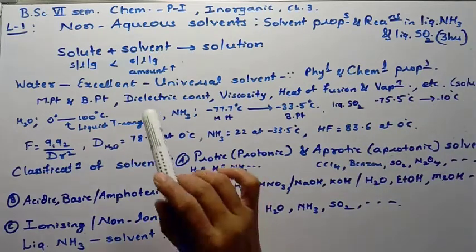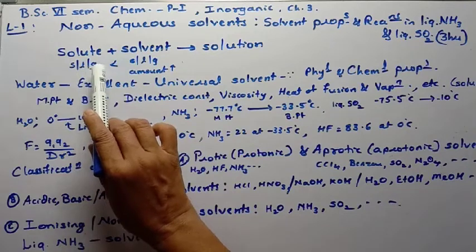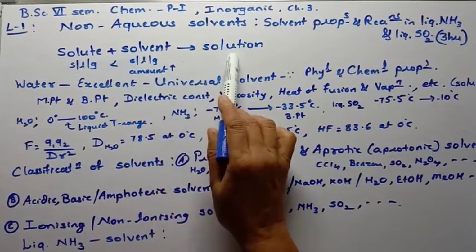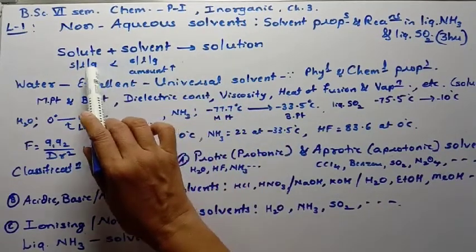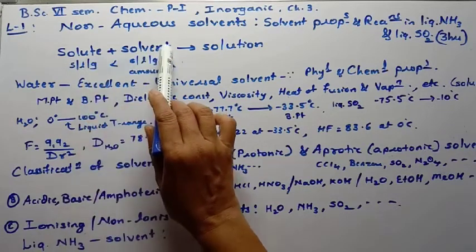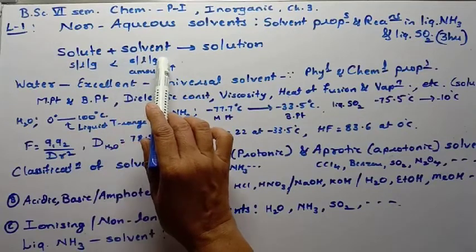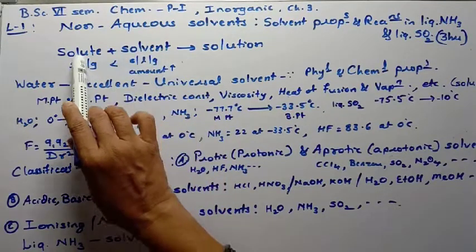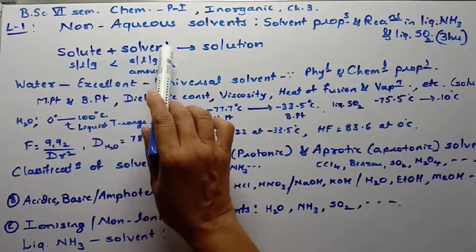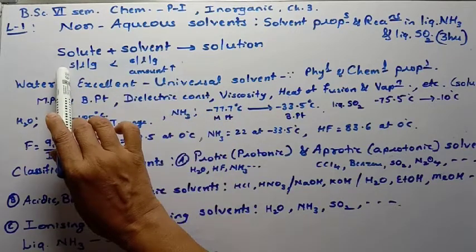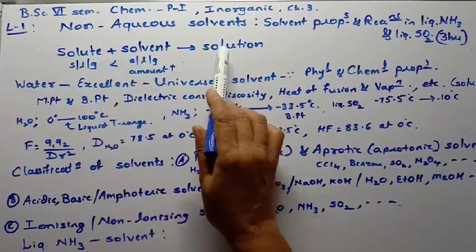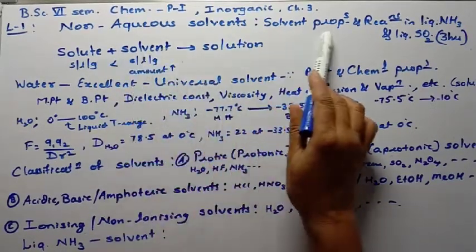Basically, there is a relation you are well familiar with: when a solute is mixed with a solvent, it gives a solution. The solute may be in a solid, liquid, or gaseous state. Similarly, the solvent may be in a solid, liquid, or gaseous state. If both are in the same state, the one in larger amount is referred to as the solvent, and the one in smaller amount as the solute. With this, we'll move on to the properties of a solvent.